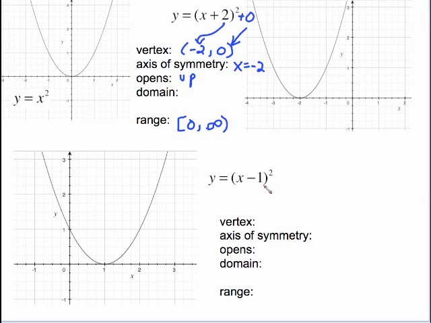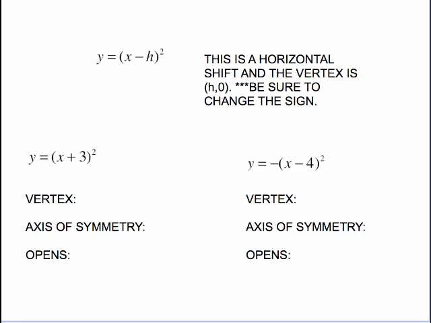X minus 1 squared, our vertex is 1, comma 0. The reason it's 1 is because of that number right there, but we change the sign. The reason it's 0 is because there's nothing back here. Axis of symmetry is x equals 1, opens up. The domain is the usual. The range, the least y value is 0, and it goes to a height of infinity. So, if your parabola is in this form, y equals x minus h squared, something with parentheses, this constitutes a horizontal shift, and the vertex is h, comma 0. Be sure to change the sign.